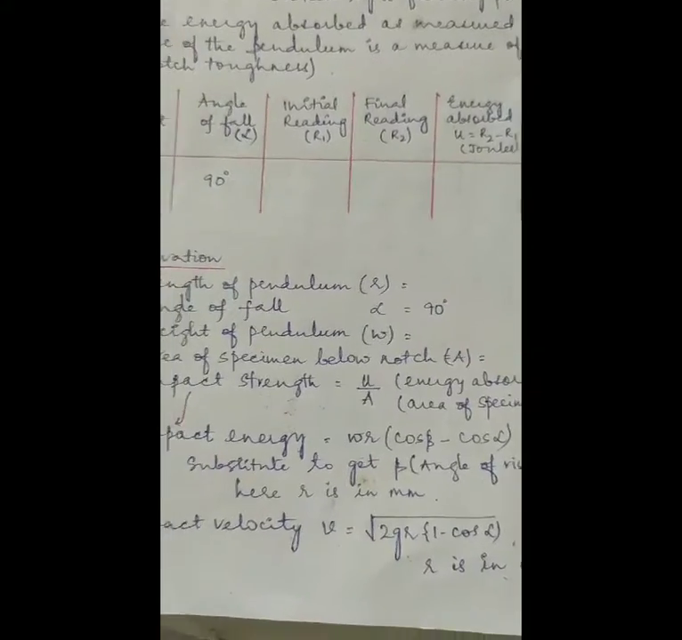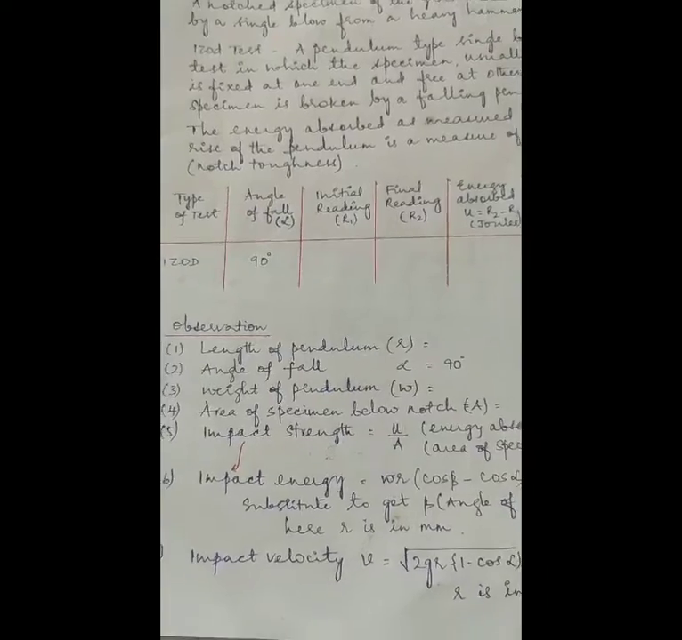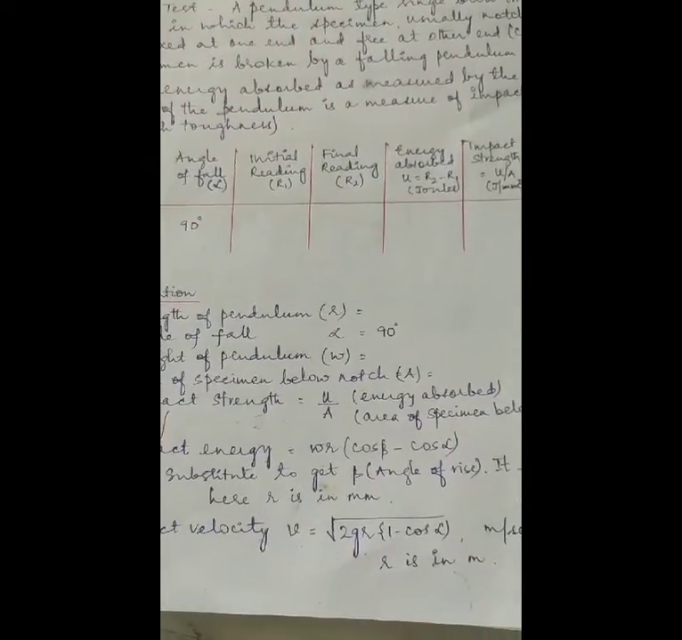The formula is W into R into cos beta minus cos alpha, where W is the weight of the pendulum and R is the length of the pendulum. Before starting the experiment, the weight and length of the pendulum should be noted down, and alpha is the angle of fall. For the Izod test it is 90 degrees, for the Charpy test it is 140 degrees. Substituting alpha, W and R and solving the equation, you get beta.